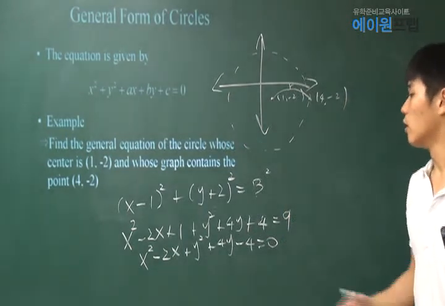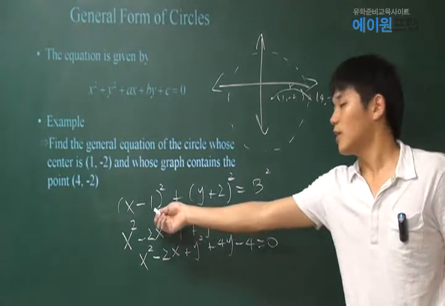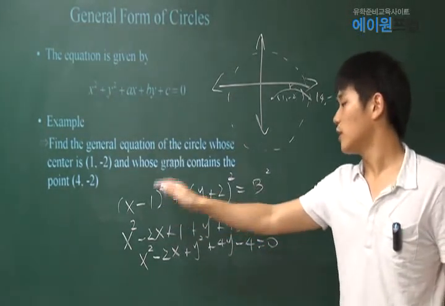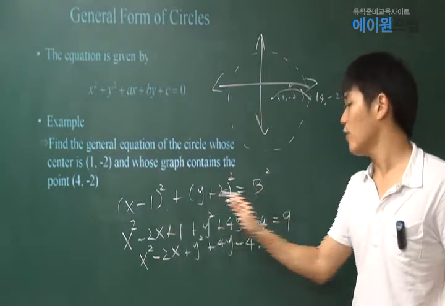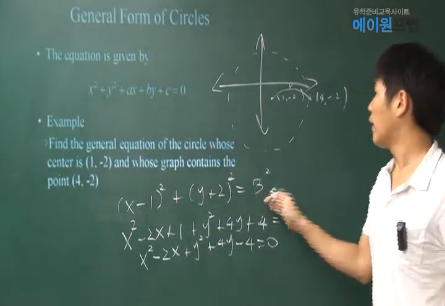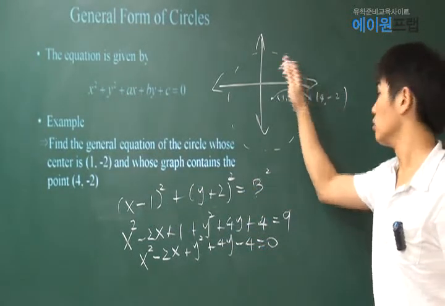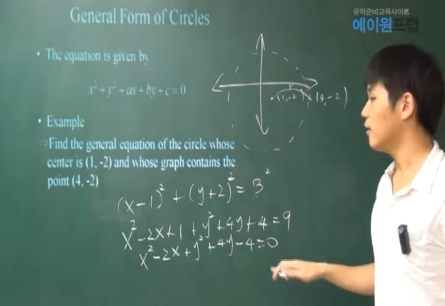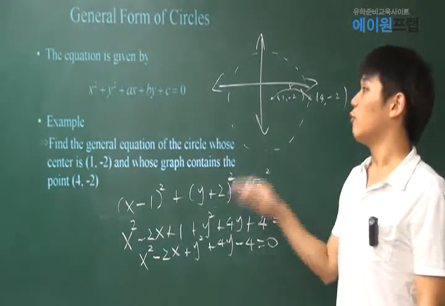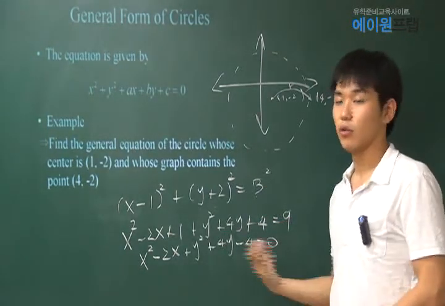So remember, you start off with what you know, the standard form of the circle. If you're given the center, you can just input the h and k values. Next, you can find the radius by looking at the center and the point on the circle. Then we put that in, we move everything to the left side, and we can find the general form of an equation of a circle.